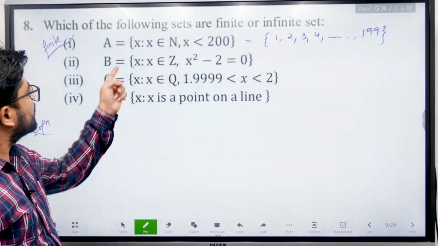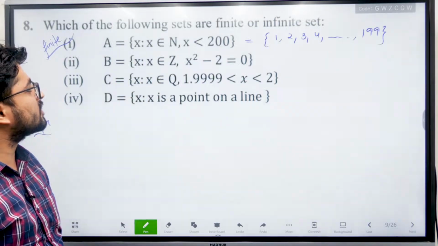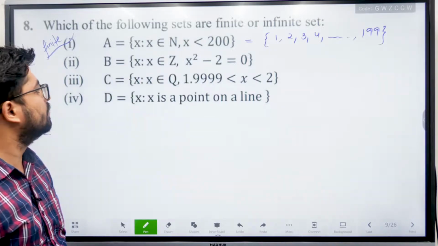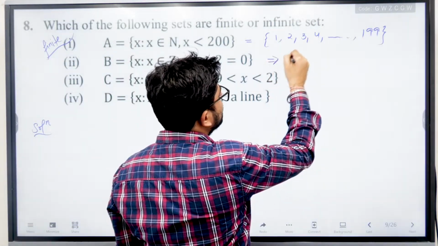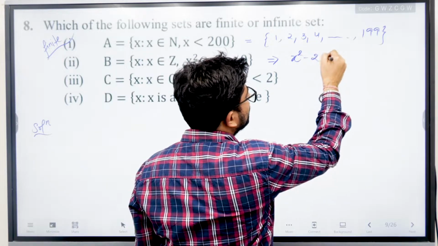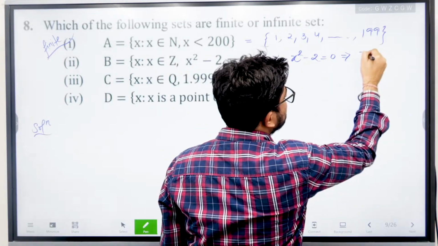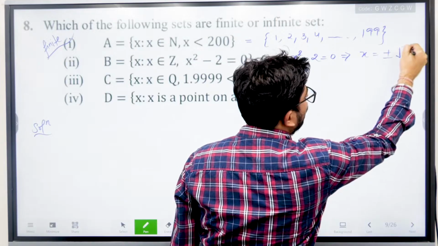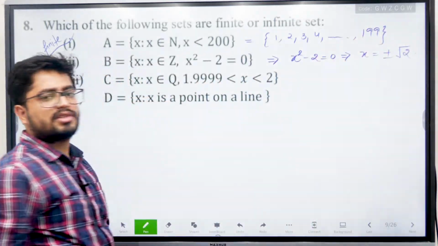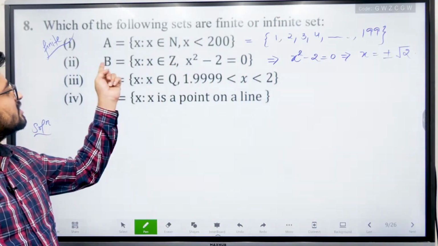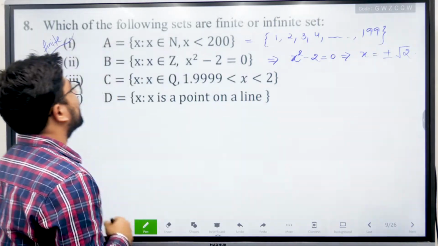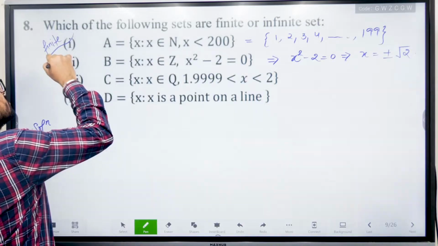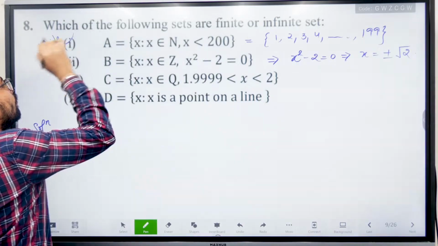Got it? Next one is x belongs to Z, meaning an integer, and x square minus 2 is equal to 0. If x square minus 2 is equal to 0, then x is equal to plus minus root 2, and this is not an integer, so it means this is an empty set. An empty set contains how many elements? 0, and 0 is a finite number, so this is also a finite set.